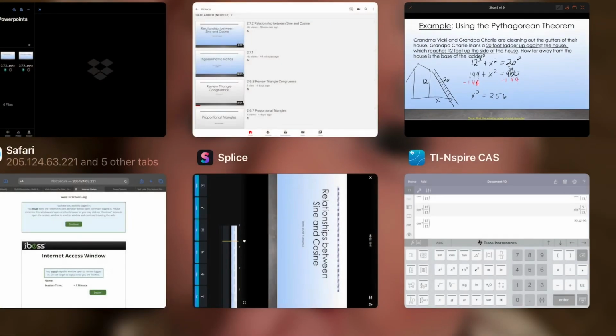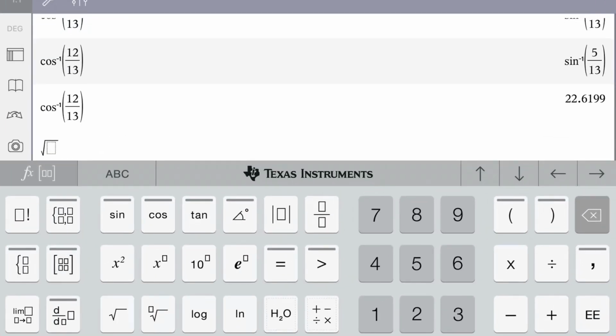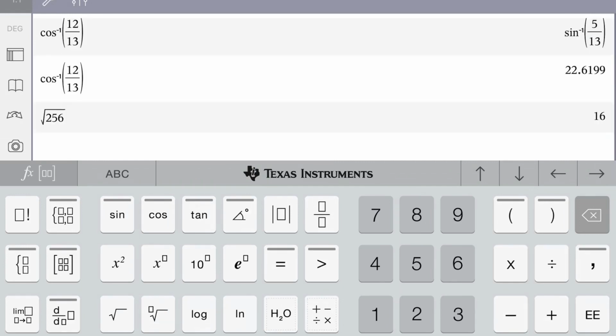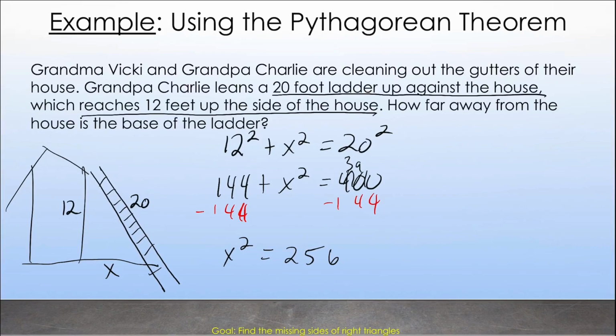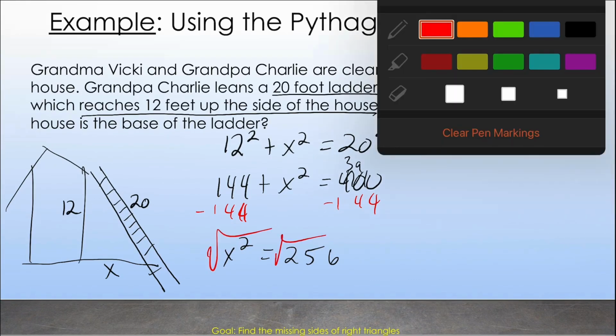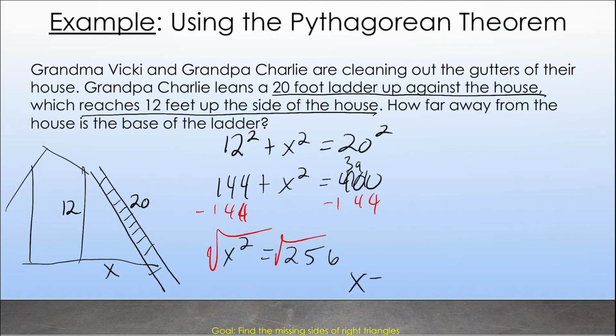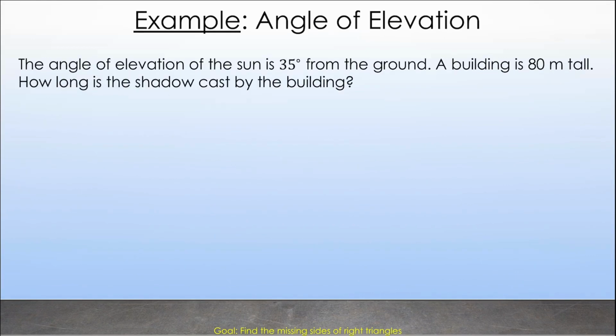Okay, now we take the square root of 256. So I'm going to use a calculator for that. Square root 256, 16. So I took the square root of both sides, so I know that x equals plus or minus 16. But since we know we're talking about distance, I can't have negative distance, so we say it's only that positive 16.